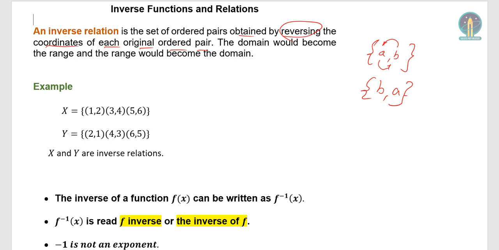So looking at this set of ordered pairs, we have coordinates 1 and 2, then coordinates 3 and 4, then coordinates 5 and 6. The inverse relation of x in this case is another relation, y, which has the flipped ordered pairs, as we discussed, right? So it's 2 and 1, 4 and 3, 6 and 5, etc. So in this case, we say x and y are inverse relations.